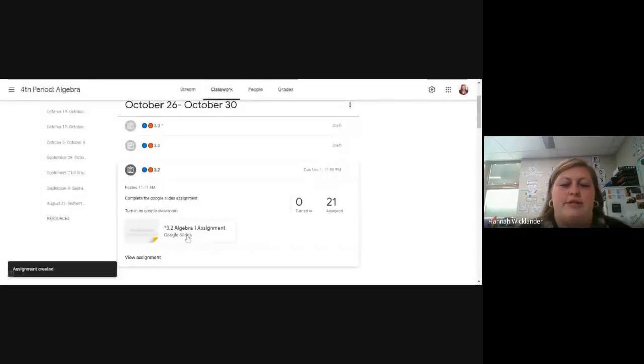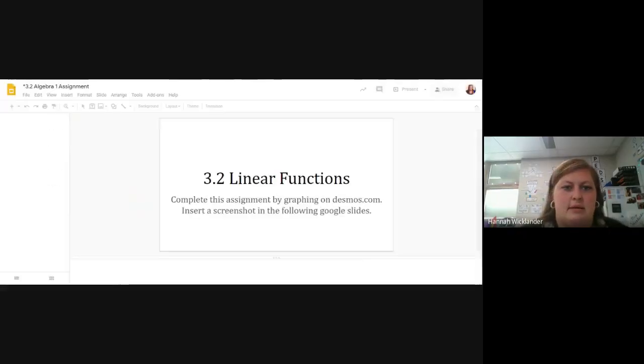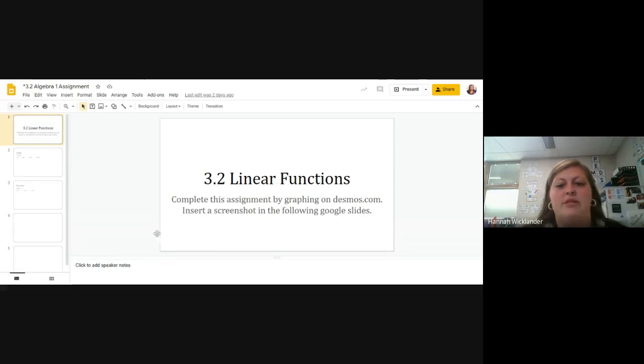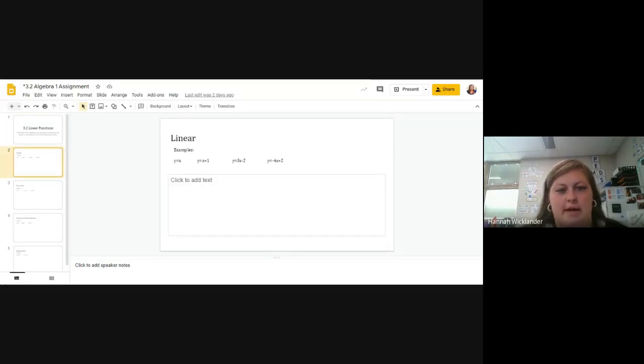Okay. So what you're going to get is a Google slide for your assignment. Everyone gets a copy of it, and then you're going to go into it. So 3.2, linear functions. Complete this assignment by graphing on desmos.com. Insert a screenshot in the following Google Slides. So you're going to graph a linear function, a quadratic, an absolute value, and an exponential. And then you're going to take a screenshot and post it in here.